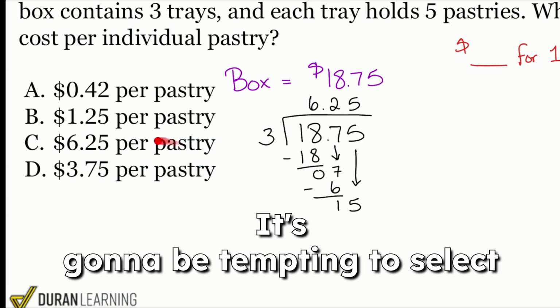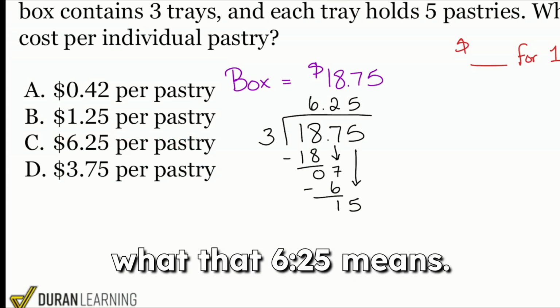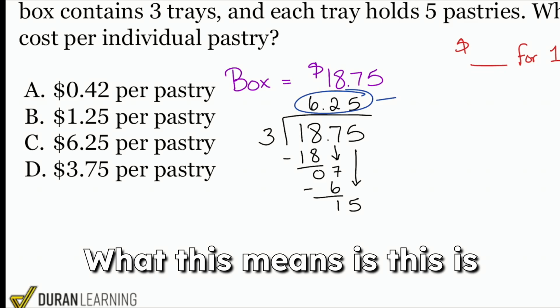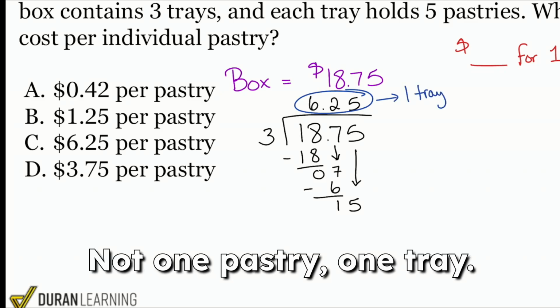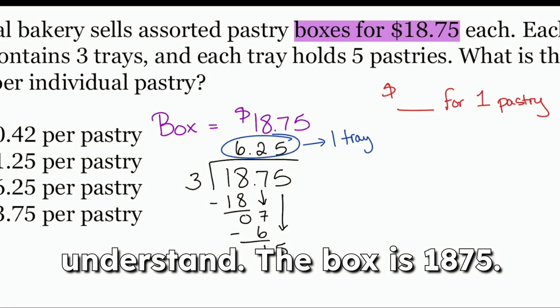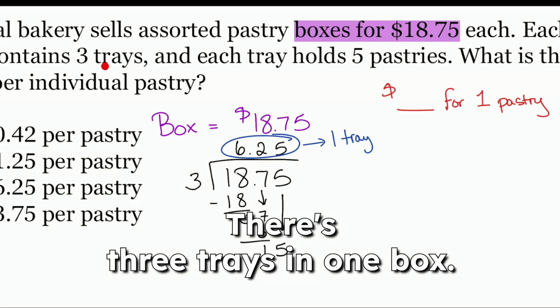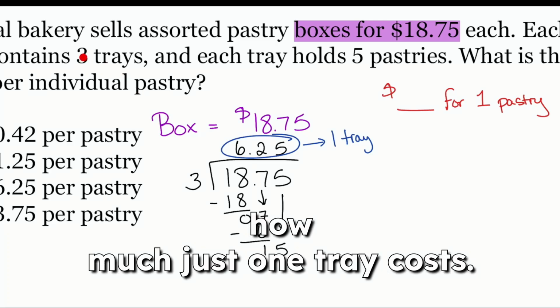Now be careful, because that answer choice is going to be tempting to select, right? So you have to understand what that $6.25 means. This is the cost of one tray, not one pastry, one tray. Again, let me make sure you understand. The box is $18.75. There are 3 trays in one box. So I divided by 3 to see how much just one tray costs.